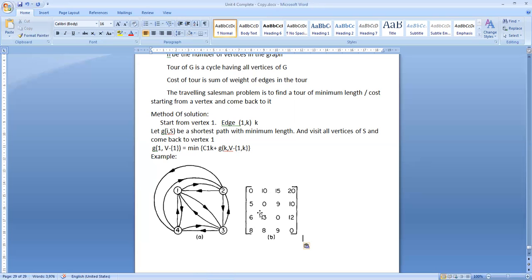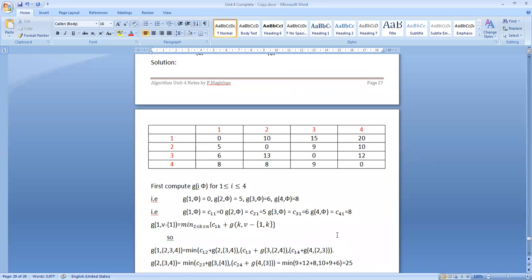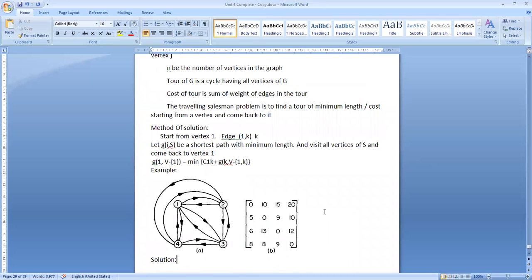And this one is the cost matrix of this given graph. You know what the cost matrix is? That is nothing but a two-dimensional representation of the given graph. For convenience sake, I have drawn the cost matrix in the matrix form.